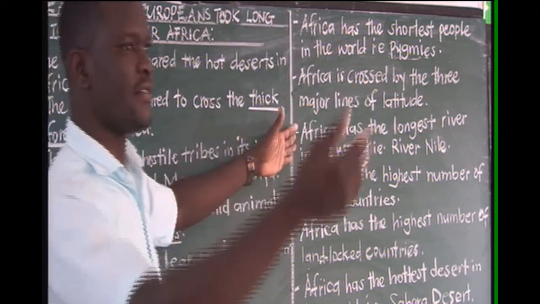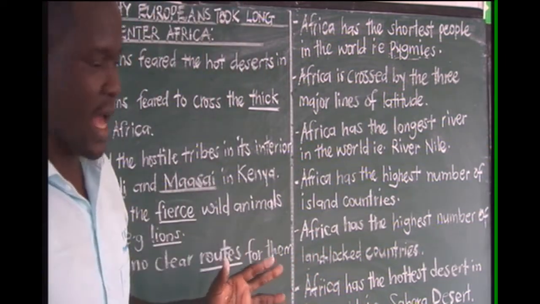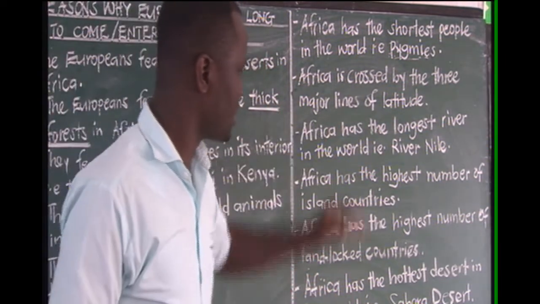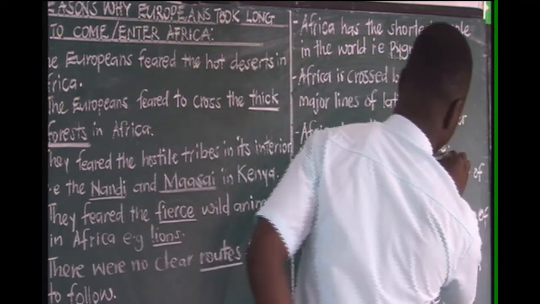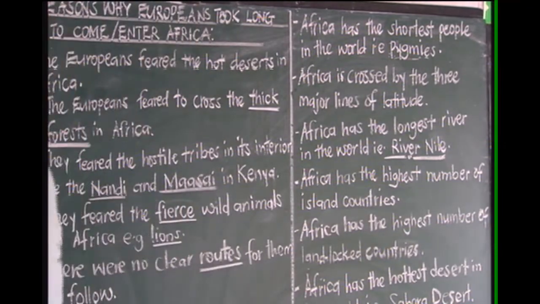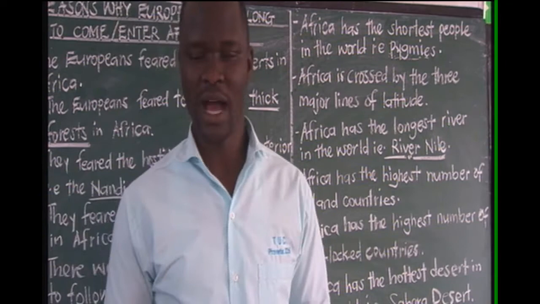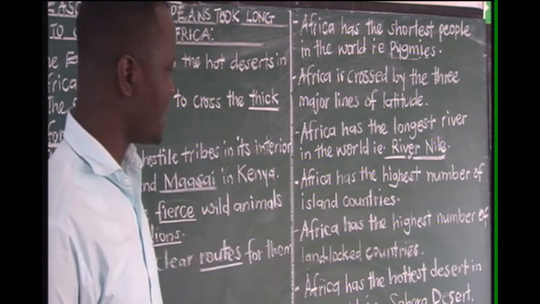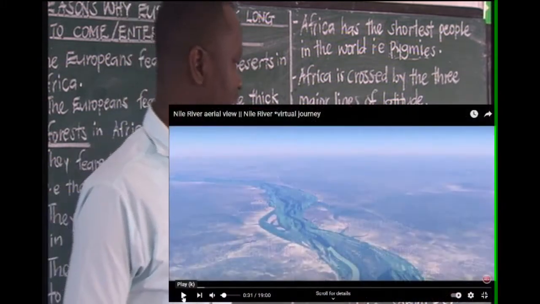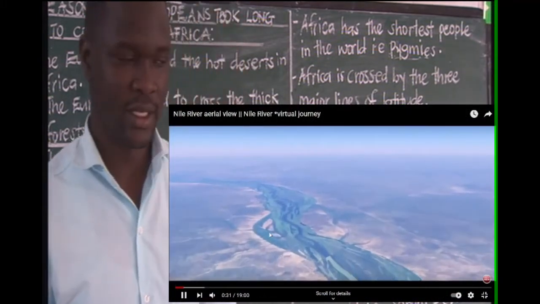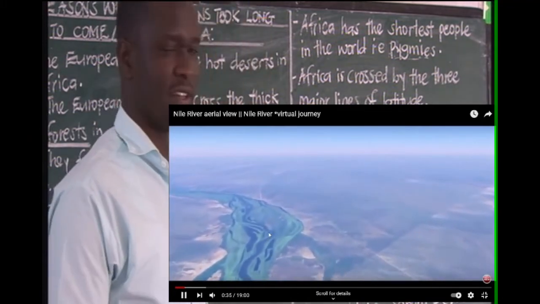No any other world continent has got this. And this river is the one we call River Nile. The longest river in the world is in Africa. That is what makes Africa unique from other world continents. And it makes us in Uganda proud that this river has its source in our country. That is Lake Victoria. So we need also to be aware of that.